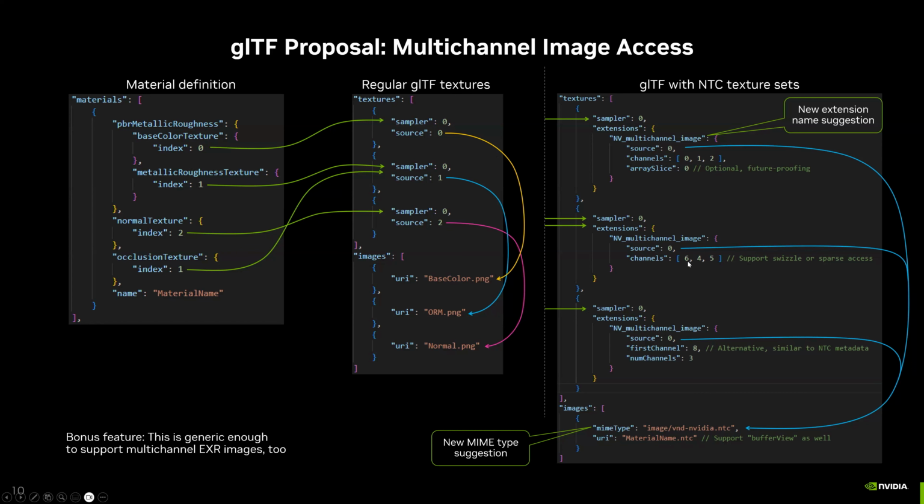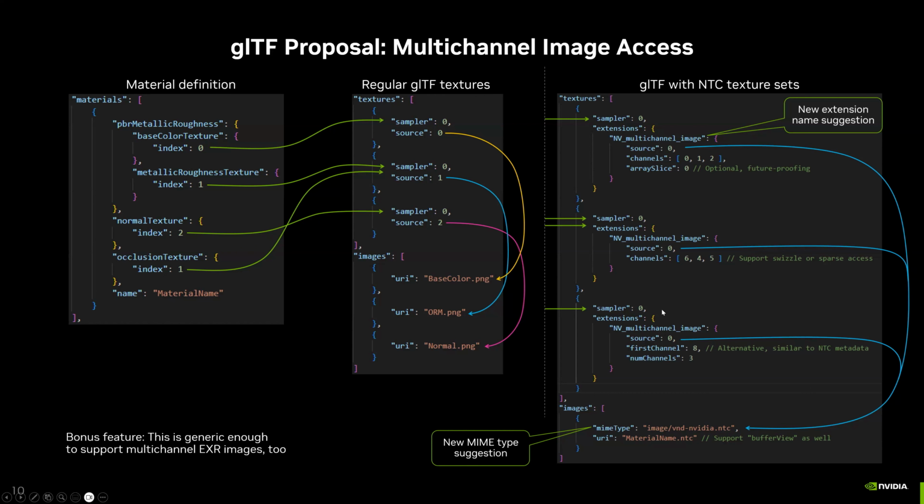Similarly, here we take channels 6, 4, and 5. We shuffle them, that's also an option. And we use that for the ORM map. Optionally, I'm suggesting here to add an attribute like array slice. The current NTC implementation doesn't have support for texture arrays, but that's something that can be added. Like if you have a UDIM atlas, for example, that has multiple slices, you could index into those from a single texture file using the array slice feature. But again, it's currently not implemented.